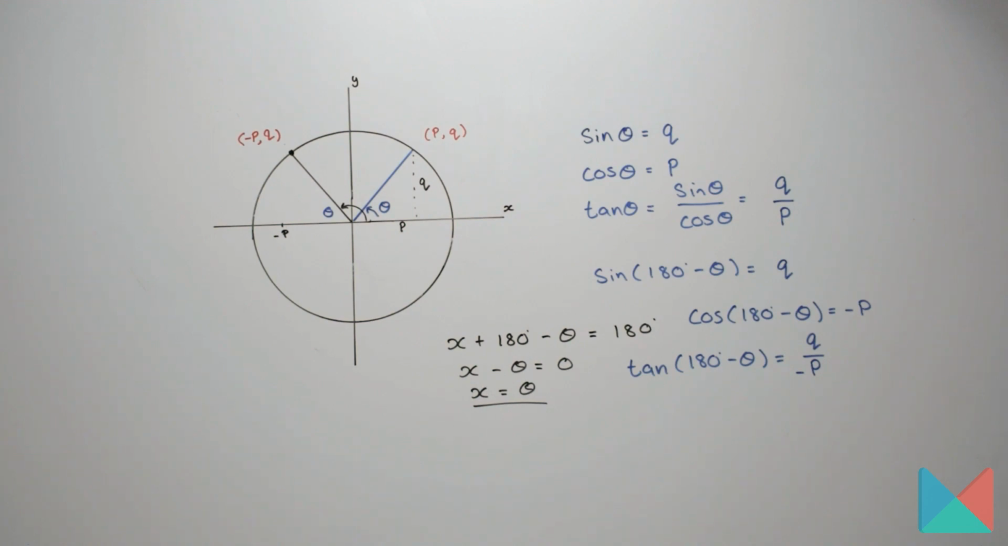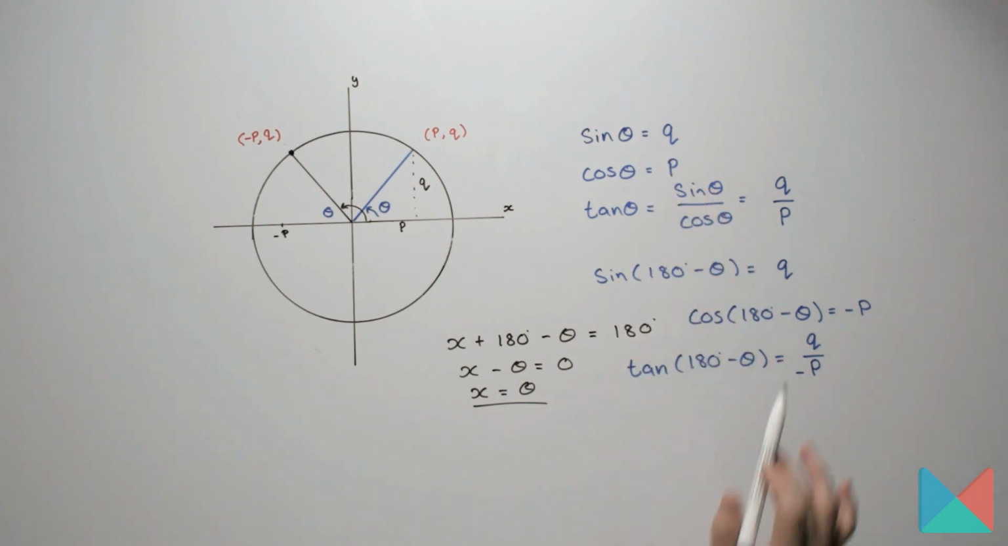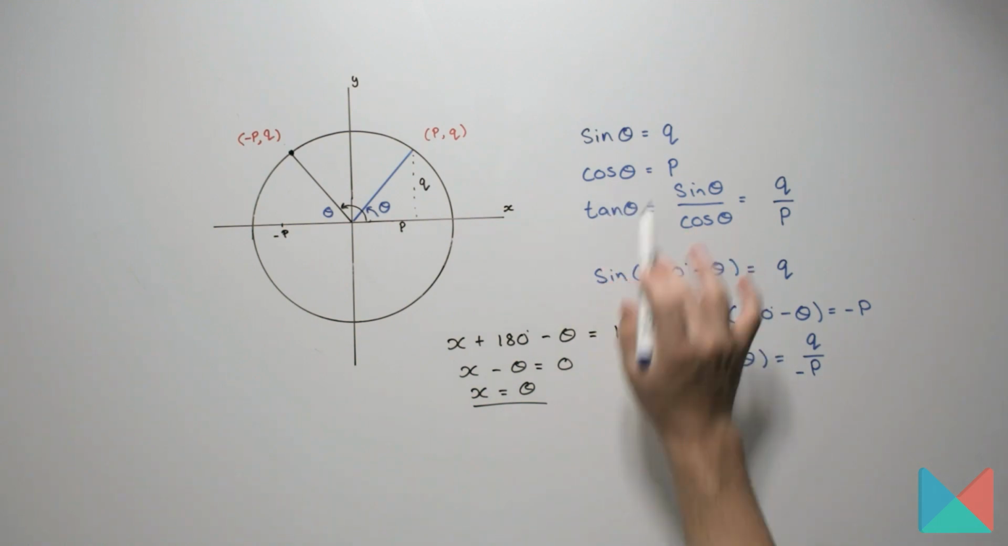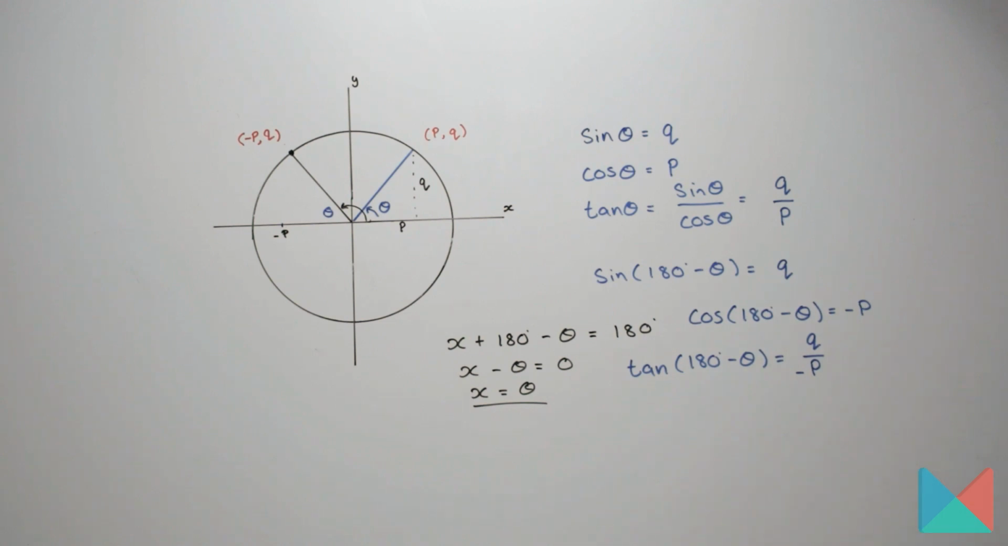That is the end of our first question, but before moving on to our next one, I want to point out a couple of relationships. The first being that sine of theta equals q, and sine of 180 degrees take theta also equals q. The other relationship is that cos of theta equals p, and cos of 180 degrees take theta equals negative p. We're going to cover these relationships later on, but it's good to know for now that they exist. Now let's move on to our next problem.